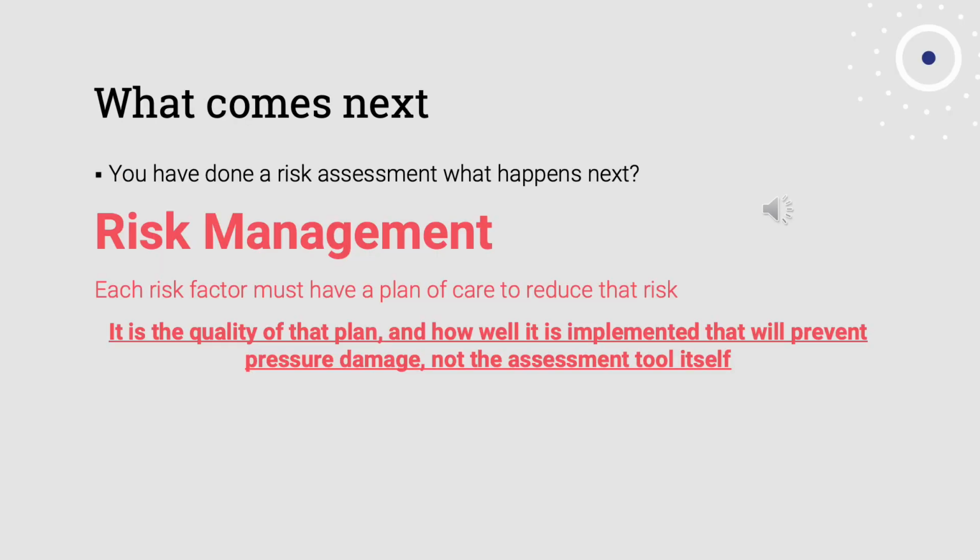So what comes next? You've done your Purpose T risk assessment. Next, you need to manage that risk. So you can see from your Purpose T which aspects of that person's clinical condition means that they are at risk of developing a pressure ulcer. So the most important thing is the care plans that come from the risk assessment.